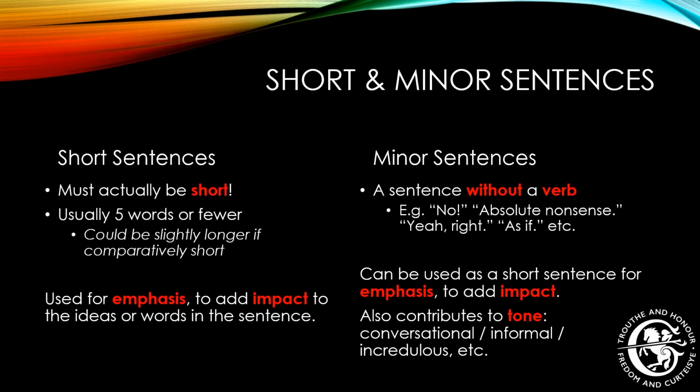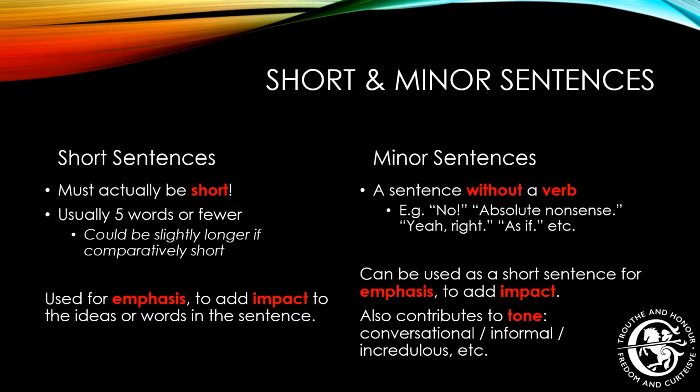So here I've grouped together 2 different types of sentence that are very similar: short sentences and minor sentences. Short sentences, the key thing here is that they must actually be short. That generally speaking means 5 words or fewer. Short sentences could be as short as only 1 or 2 words. It is possible for them to be slightly longer than 5 words if and only if all the other sentences surrounding there are significantly longer, at which point that sentence becomes short comparatively. But generally speaking, you're looking at 5 words or fewer for it to count as a short sentence.